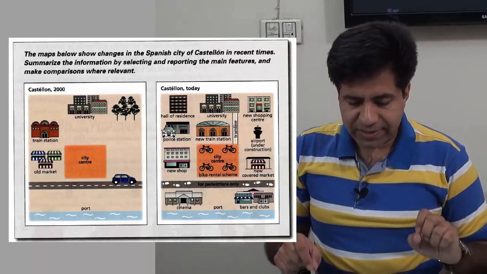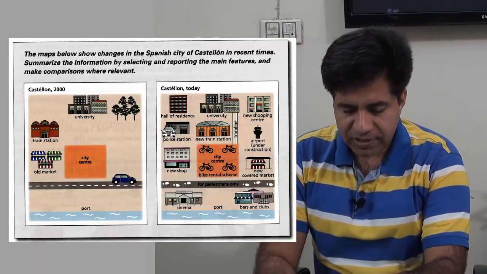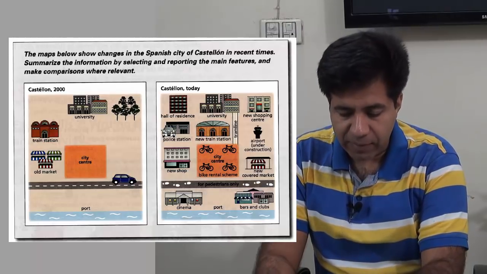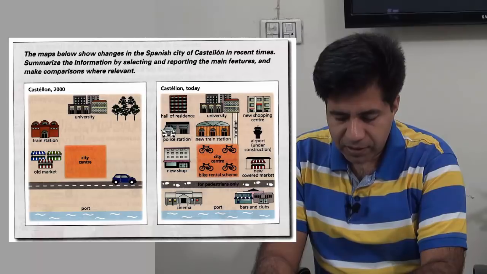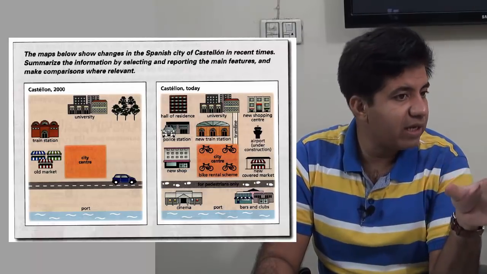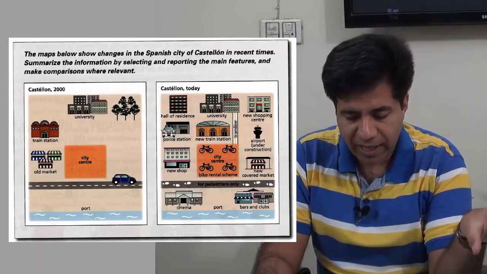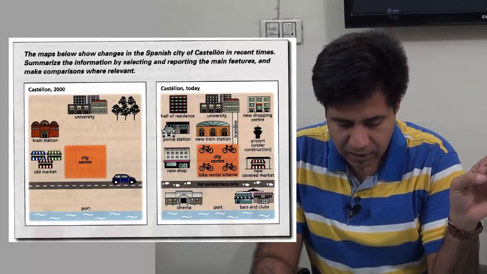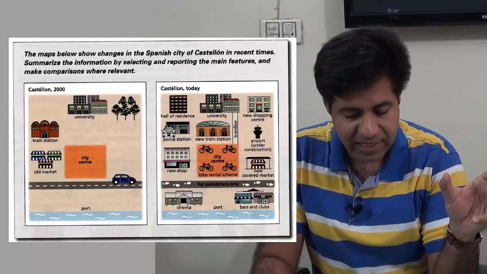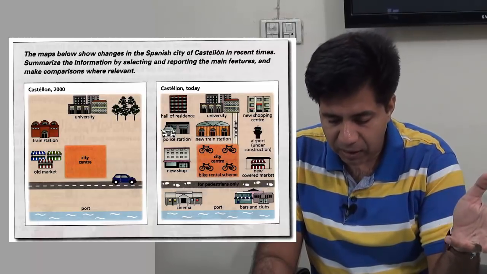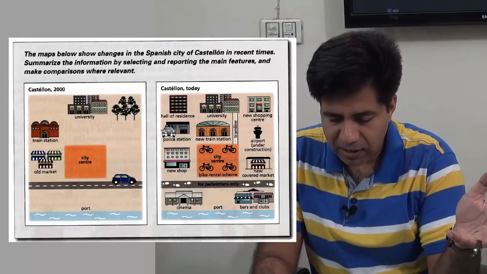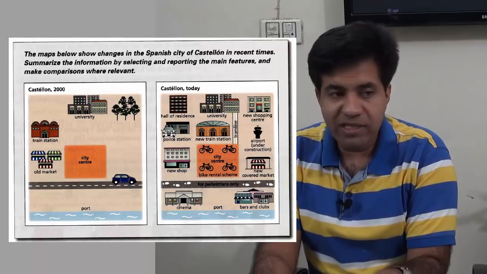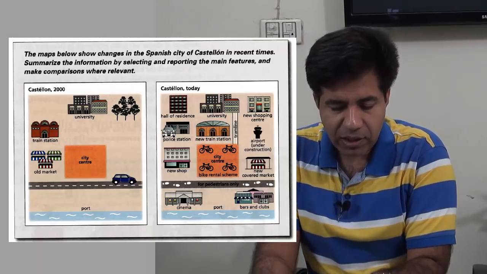All right, you can see in 2000 there was nothing on the port. But now there is a cinema, and there are bars and clubs as well. So before it was all empty, there wasn't anything there. And then there are the new things. In the past, next to the city center there wasn't anything, but now we have a new covered market, an airport under construction, and instead of the trees that used to be there, now there is a new shopping center.